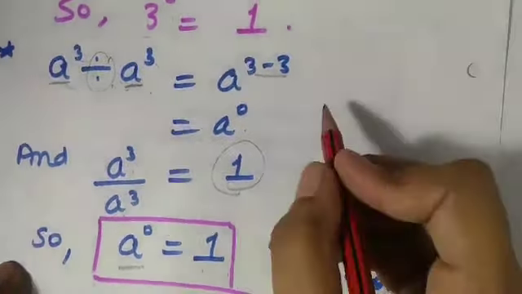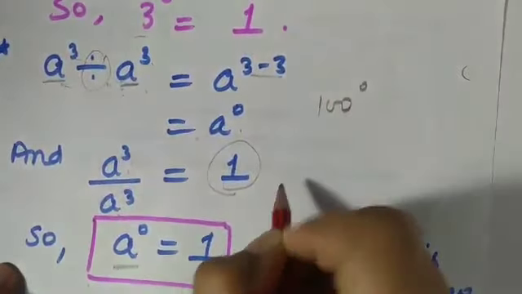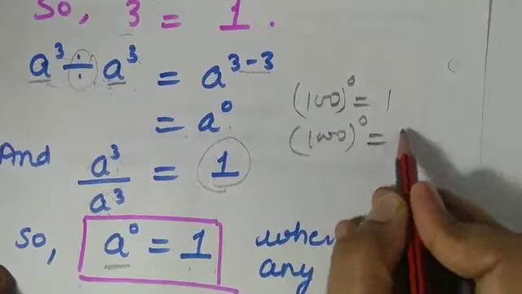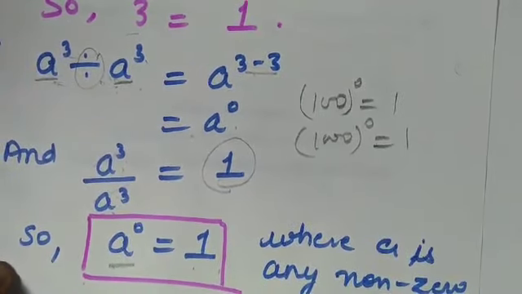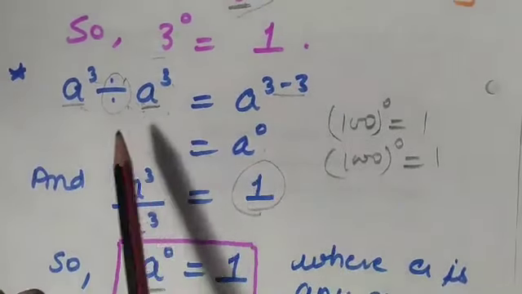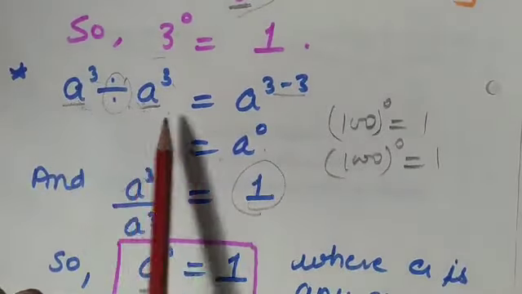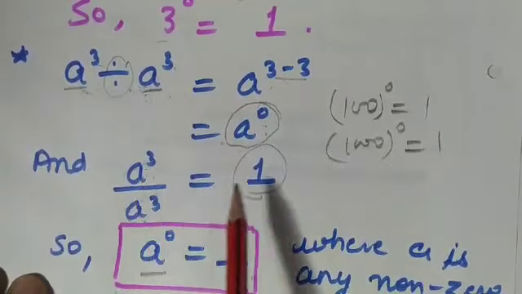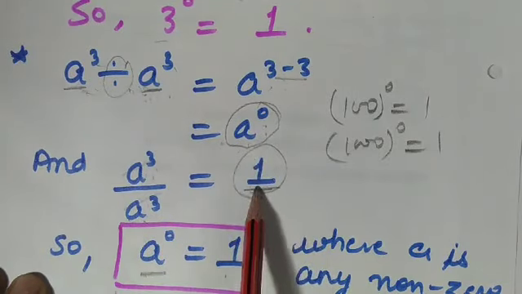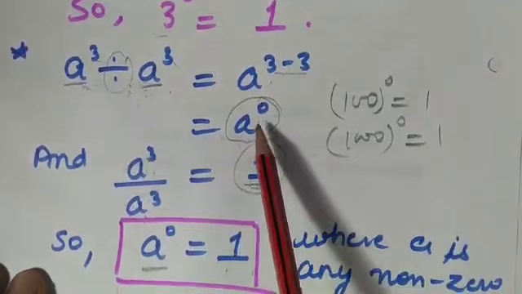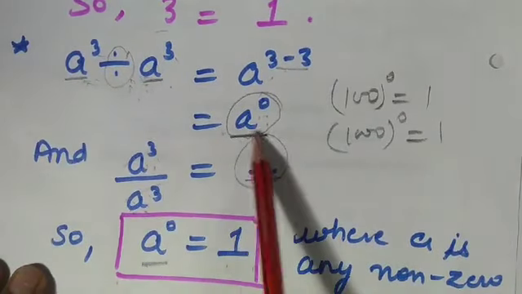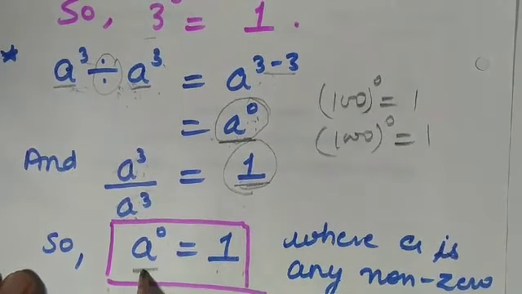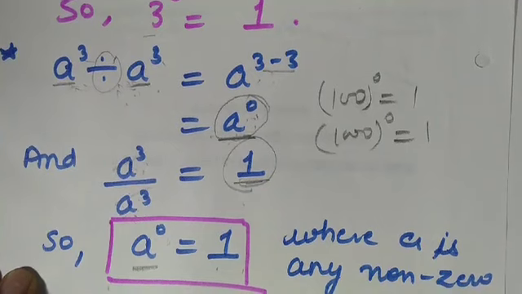Let me take some examples. If I ask you to calculate the value of 100 raised to the power 0, that is also 1. 1000 raised to the power 0 is 1. Any number raised to the power 0 is always 1. I have explained why: using the law of exponent I get this, and if I simply divide, I get 1. If the LHS is the same, then the RHS must be the same. So a raised to the power 0 is always 1.